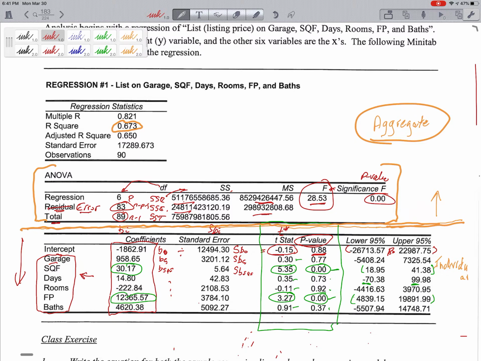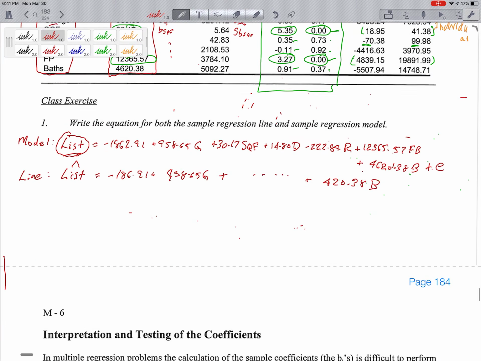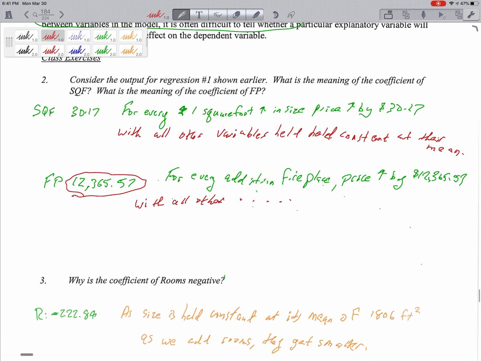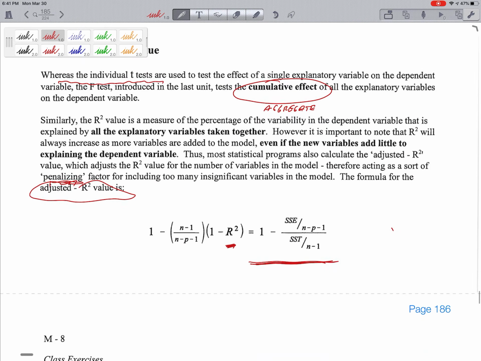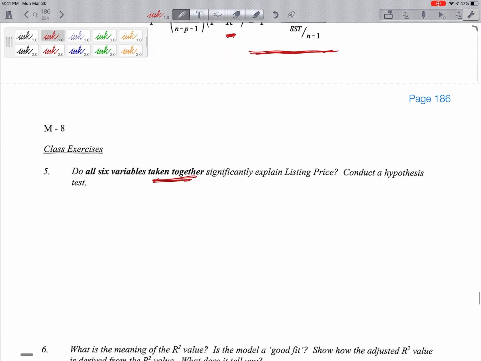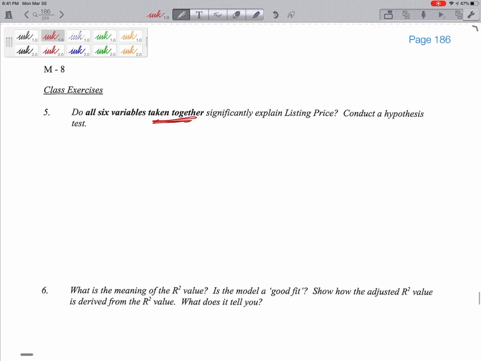It's quite high, and we'll end up rejecting H0. So those are the numbers that we're going to be looking at. I'm going to go and now write those in the space provided. So back here then on number 5 here, do the 6 explanatory variables taken together significantly explain the listing price of the house?